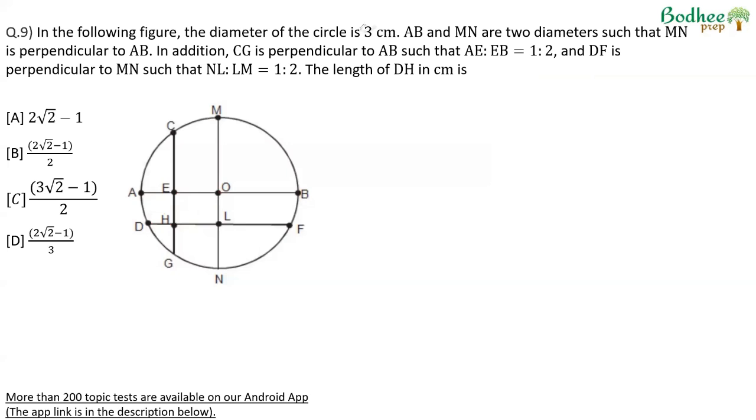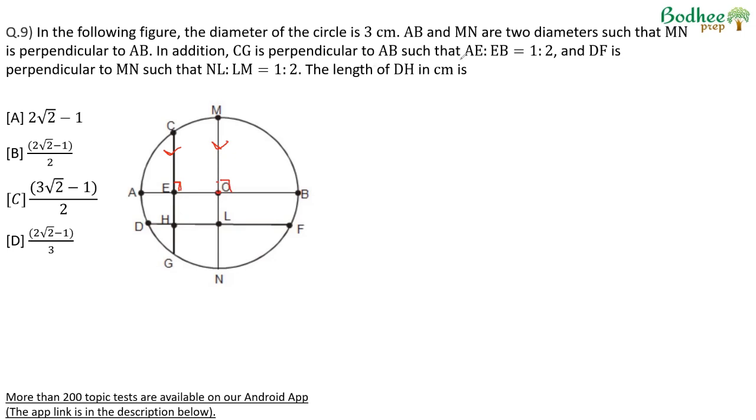The following: the diameter of the circle is 3 centimeter. AB and MN are the two diameters, and therefore AB and MN are 3, such that MN is perpendicular to AB. So this will be 90 degrees, and this will be the center. So AB and MN both are 3. In addition, CG is perpendicular to AB. This is also 90 degree. Since CG is perpendicular to AB, MN is perpendicular to AB, therefore CG and MN will be parallel.